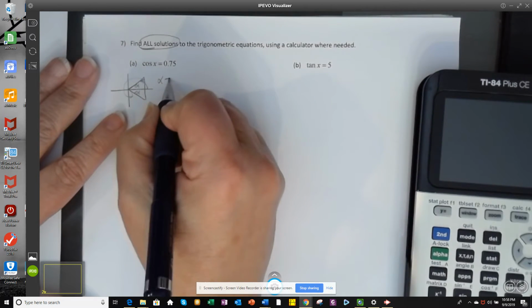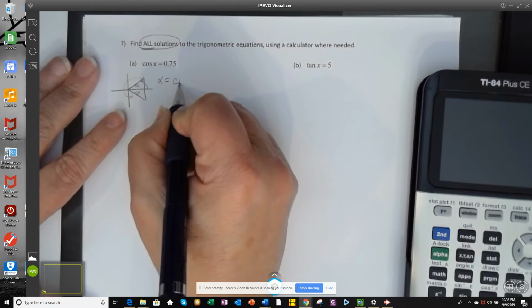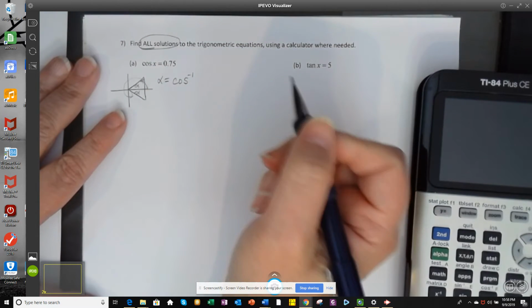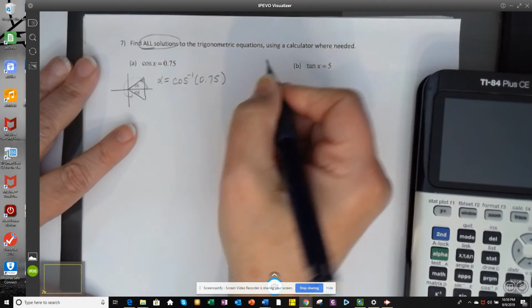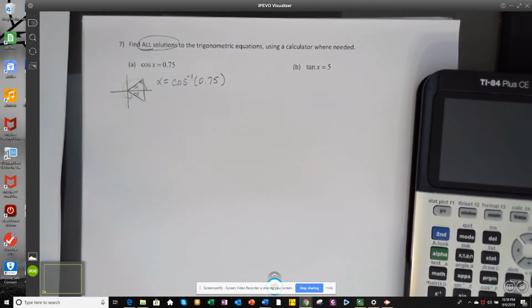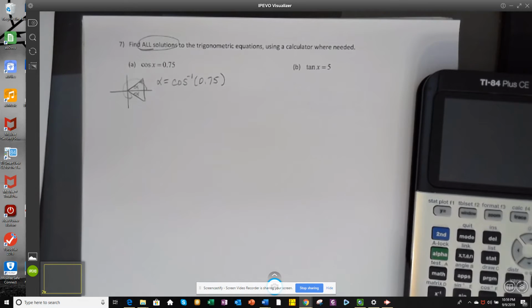Okay, but I don't know what alpha is. I got to find out what alpha is. And that's going to be the inverse cosine of 0.75. Now this doesn't state whether we're going to use degrees or radians, but let's stick with radians.